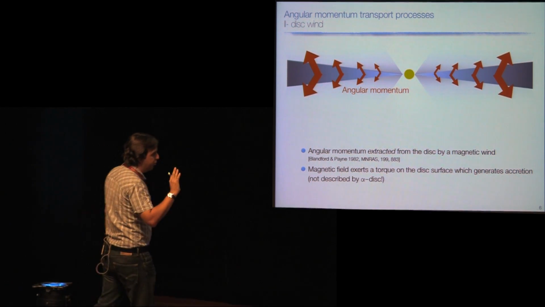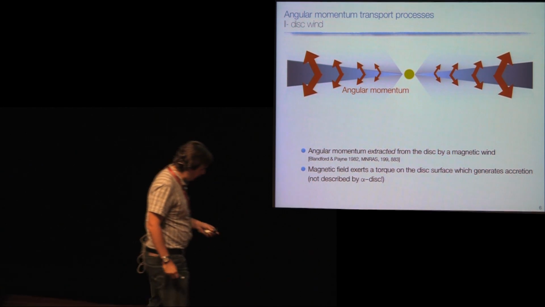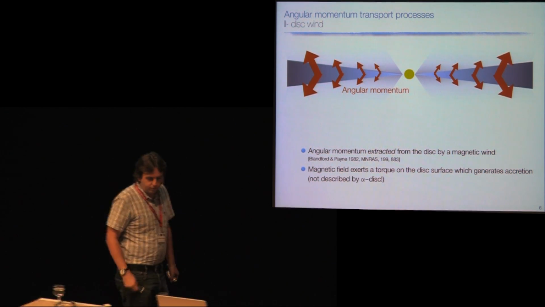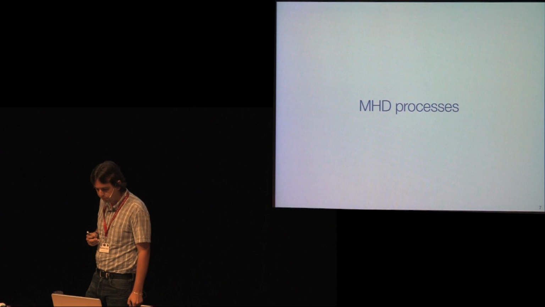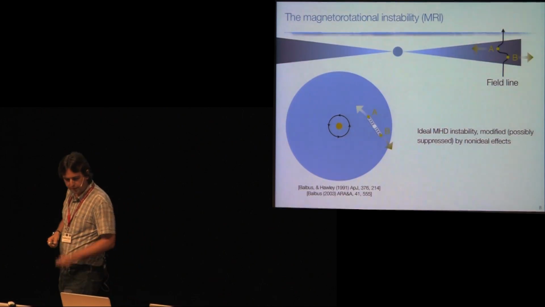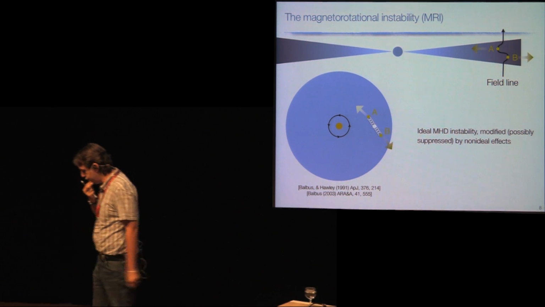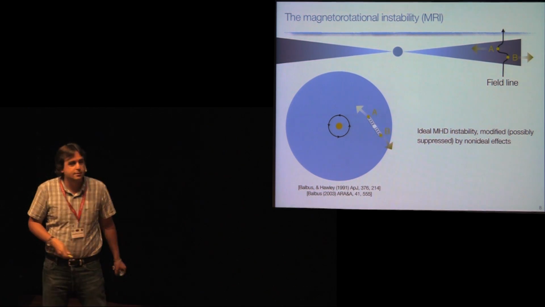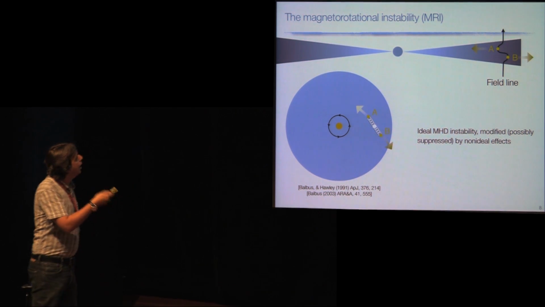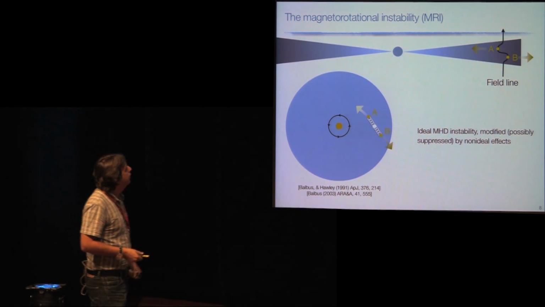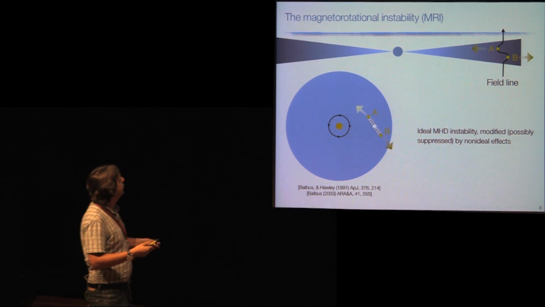So that's the two main classes of accretion mechanisms, and now we'll turn to the first class of processes, namely MHD processes, starting with the magnetorotational instability. So we've heard about this instability a bit this morning. This is a cartoon showing you how this instability works, just a qualitative, physical understanding of what's going on.